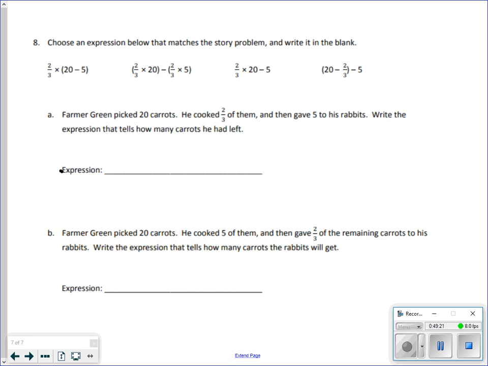Okay, how many of you think that the first one is what would help you solve this problem? 2/3 times 20 minus 5. It's probably the right one, to be honest. I didn't pick it because it's not right. What about B, the second one? No. What about C? No. What about the last one? I picked that one. All right, so it's not the last one. It's the second one.